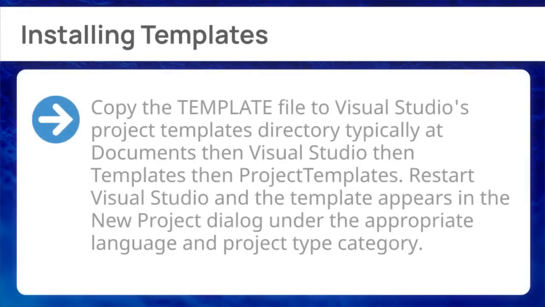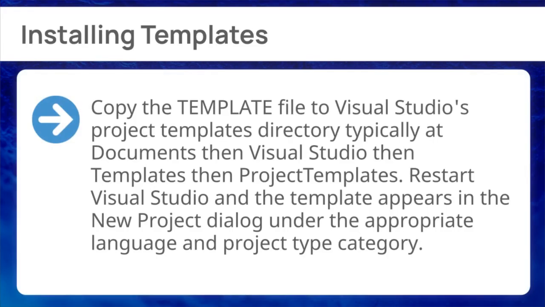First, installing templates. Copy the template file to Visual Studio's project templates directory, typically at Documents, then Visual Studio, then Templates, then Project Templates. Restart Visual Studio and the template appears in the New Project dialog under the appropriate language and project type category.